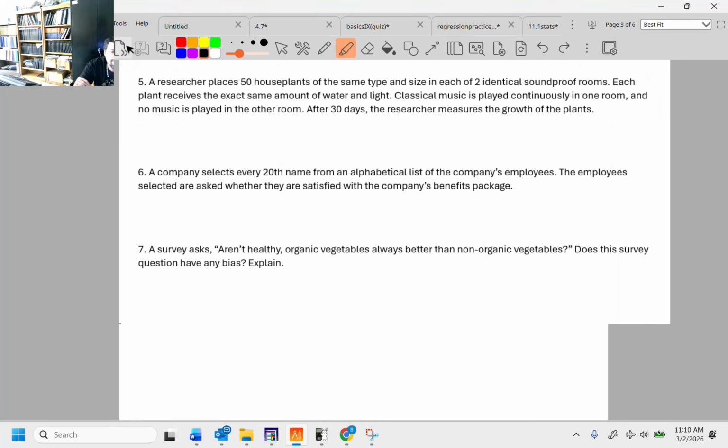4, a school, I don't want to do 4. 5, a researcher places 50 household plants of the same type and size in each of 2 individual soundproof rooms. Each plant receives the exact same amount of water and light. Classical music is played continuously in one room and no music is played in the other. After 30 days, the researcher measures the growth of the plants.